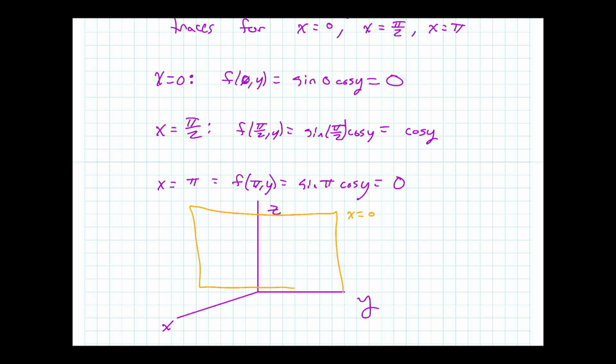So let me pick a different color. If you come out here to pi over 2, then you draw another one of those. Actually, again, I screwed up the drawing.